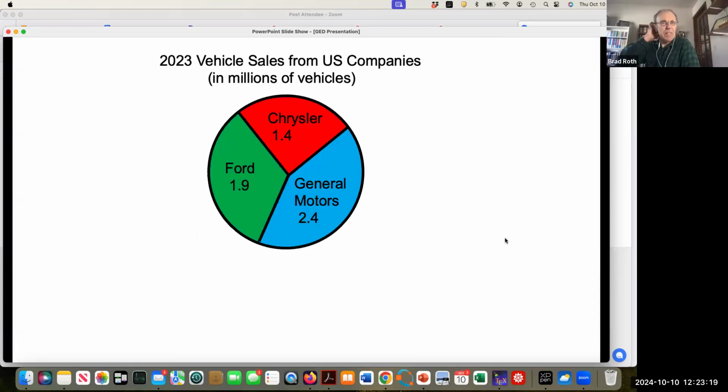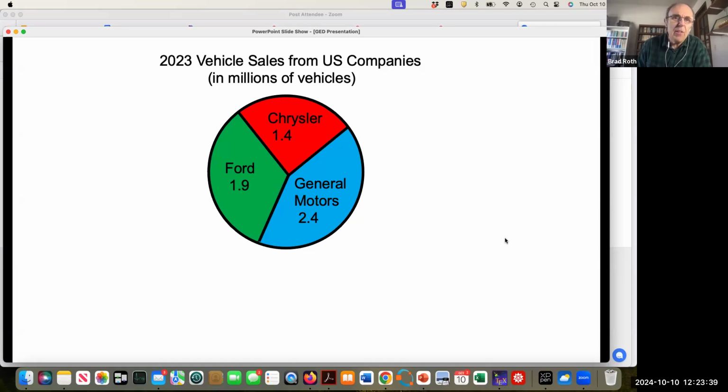Here's another one. This might come from the economics section of the social studies. 2023 vehicle sales from U.S. companies in millions of vehicles. For our purposes, I'm going to say Chrysler is a U.S. company. And they give you a pie chart. And the goal is to interpret a pie chart.